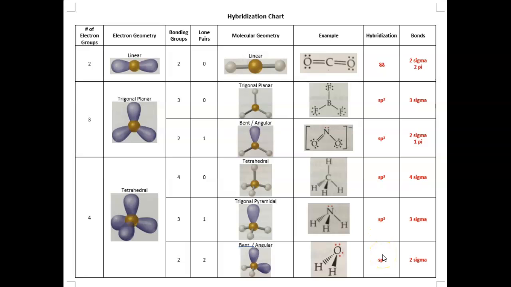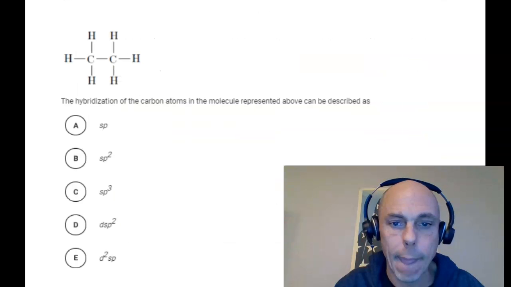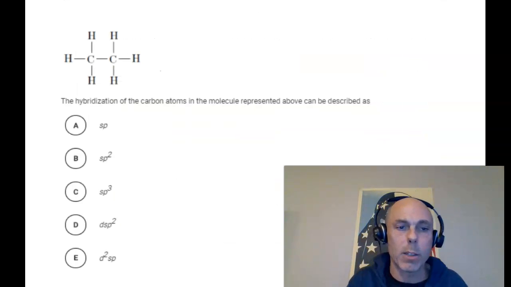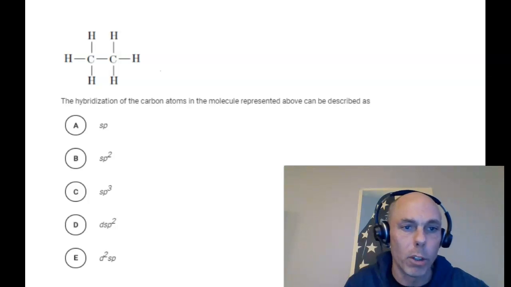Each single bond is a sigma bond, a double bond has a sigma bond and a pi bond, and a triple bond has one sigma bond and two pi bonds. All right, so we're going to finish this lecture with some practice problems. These are all AP multiple choice questions.